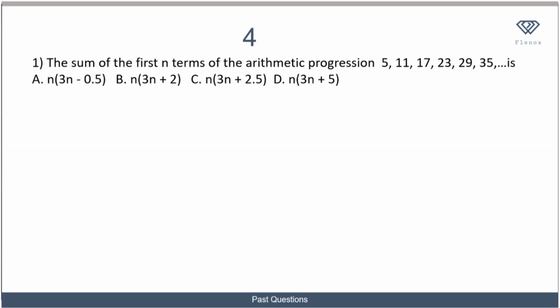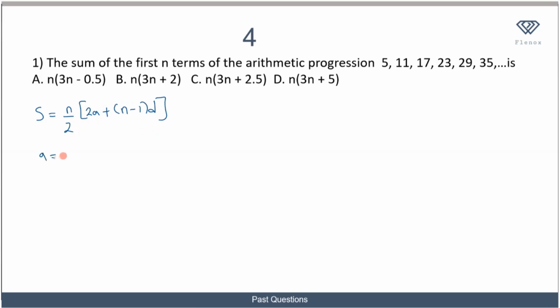Here we are told that the sum of the first n terms of the arithmetic progression 5, 11, 17, 23, 29, 35 is what? So we are told to find the sum. So now we know that the formula for the sum is given as n over 2 into bracket 2a plus (n minus 1)d. So now we are trying to find the sum of the first n terms.